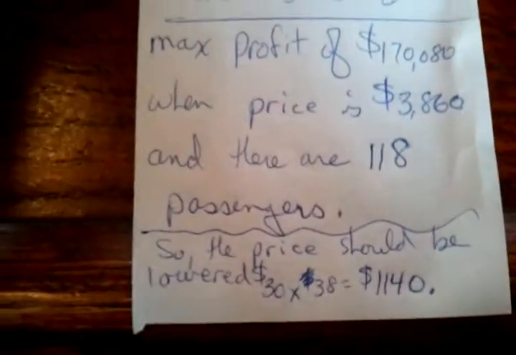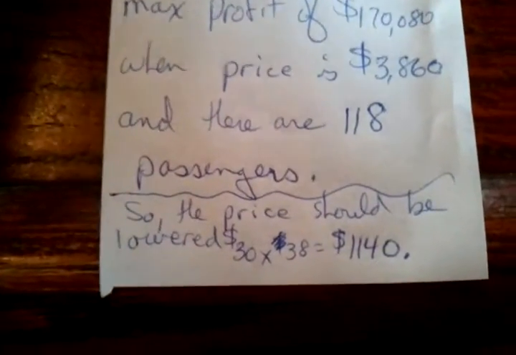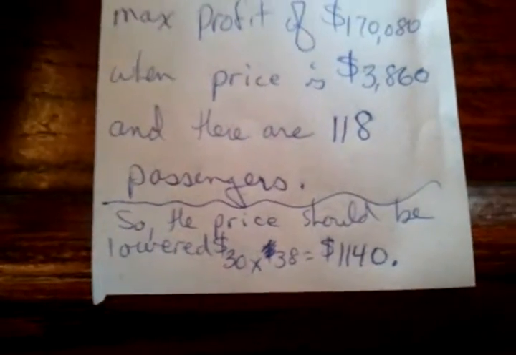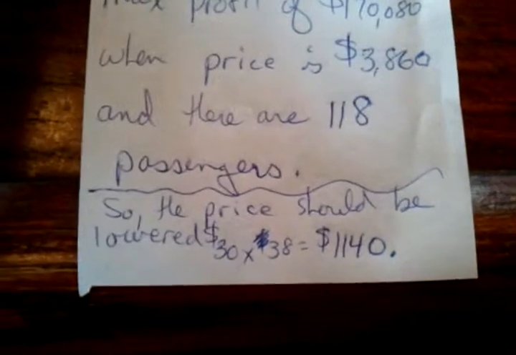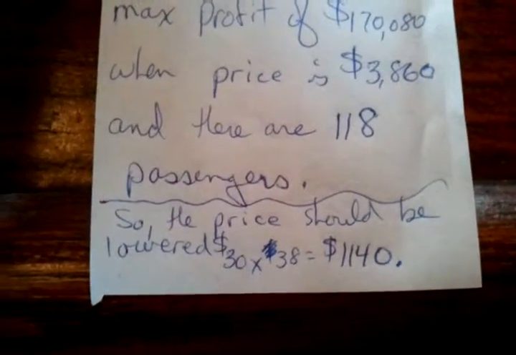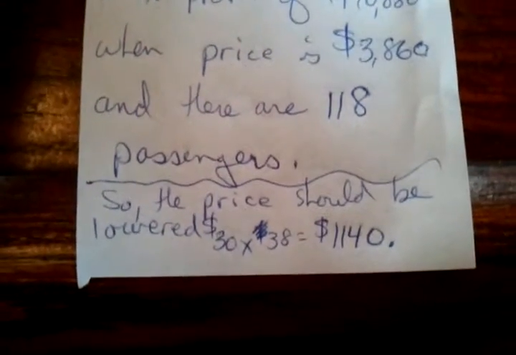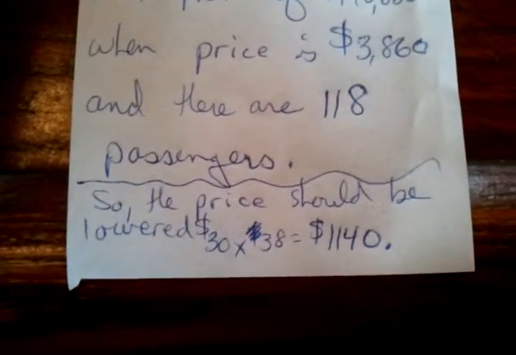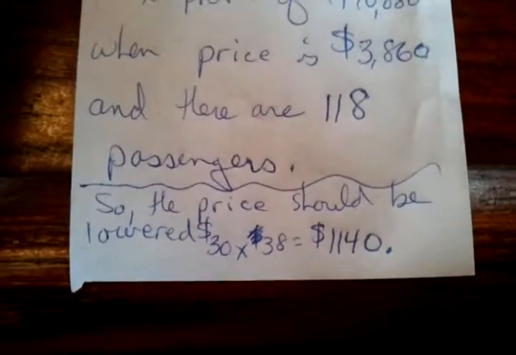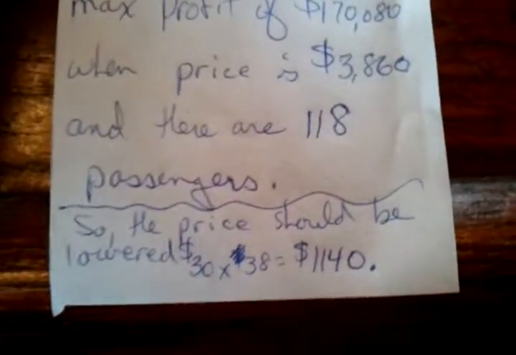So anyway, now the answer in the back, I checked it, you never know. Well, I checked it and the answer was 1140. I was like, what is that? I wonder if that's the actual savings, and it is. Then I checked the question, and that's actually what they asked for. So they asked how much should the price be lowered. So it should be lowered 30 times 38 equals 1140.